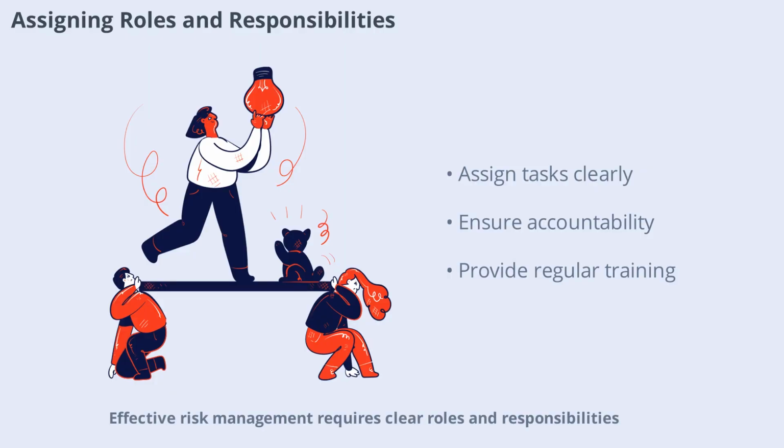Effective risk management requires clear roles and responsibilities. Assigning specific tasks to team members ensures accountability and streamlines the response process. Everyone should know who is responsible for identifying risks, assessing them, and implementing mitigation strategies. Regular training and communication help keep everyone prepared and engaged.